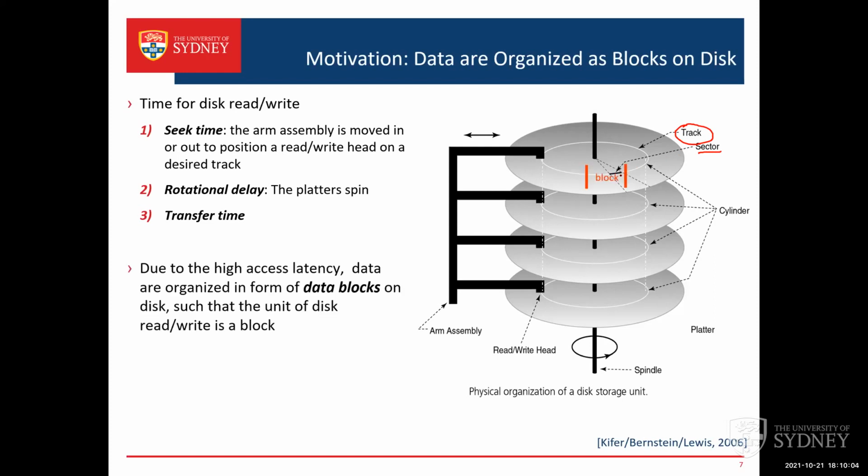We can create a block of data which consists of multiple sectors. Let's say 10 sectors make up a block. So in a block there will be multiple sectors. That's what block means. Block size is set when the disk is initialized. When you buy that hard disk, the manufacturer has already set the block size. It is typically a multiple of sectors, typically 4 kilobytes or 8 kilobytes. That is the typical size that we have.